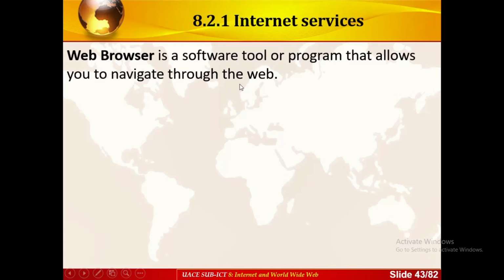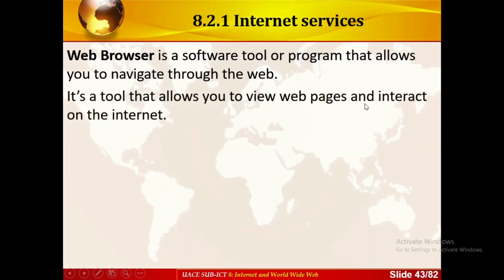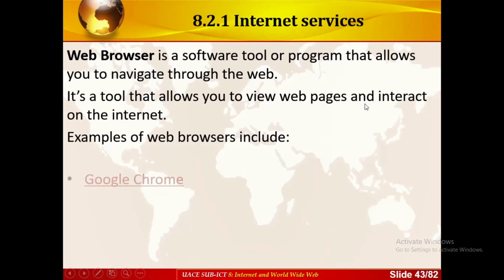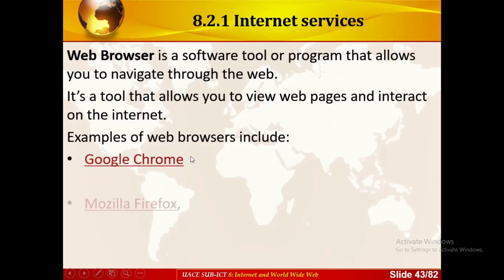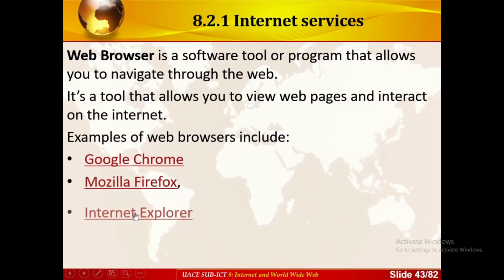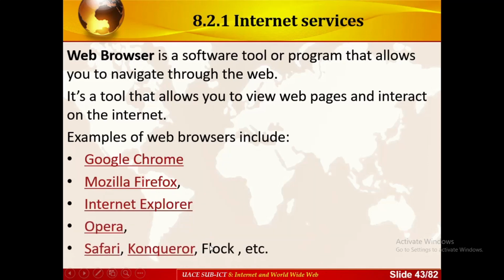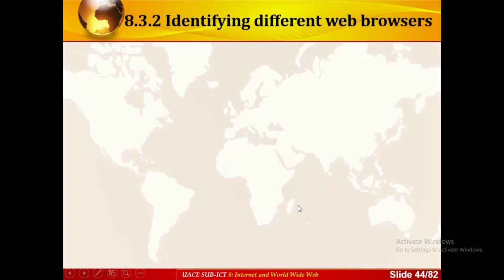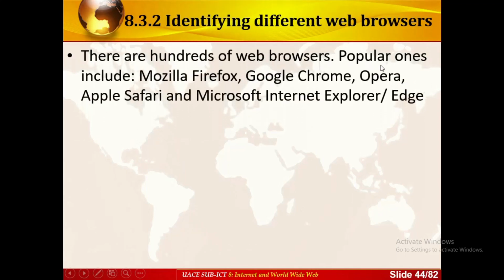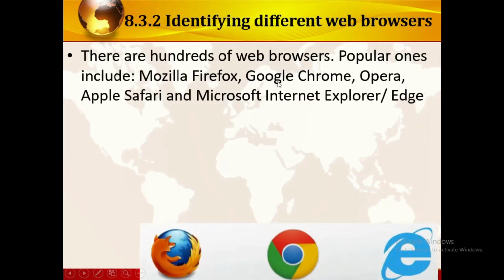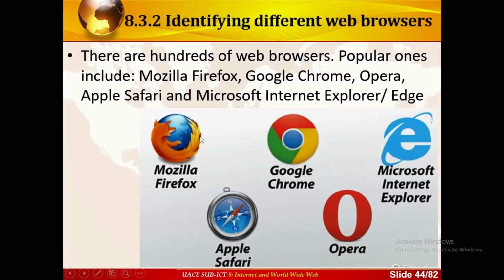We have another one, the web browser, the software tool or program that allows you to navigate the World Wide Web. Whenever you want to access the internet, you need a web browser to help you. It allows you to view pages and interact on the internet. Examples include Google Chrome, Mozilla Firefox, Internet Explorer, Opera, Safari, Konqueror, and so on. There are hundreds of web browsers, so there are very many, and this is a sample of them. Google Chrome, this is how it looks.